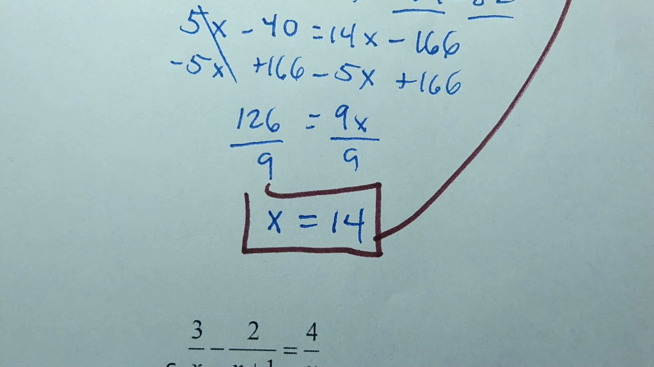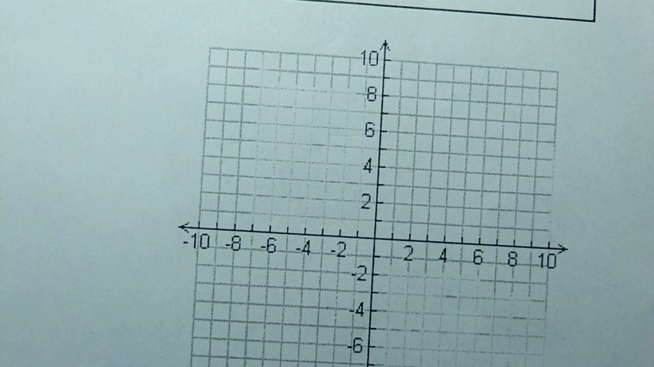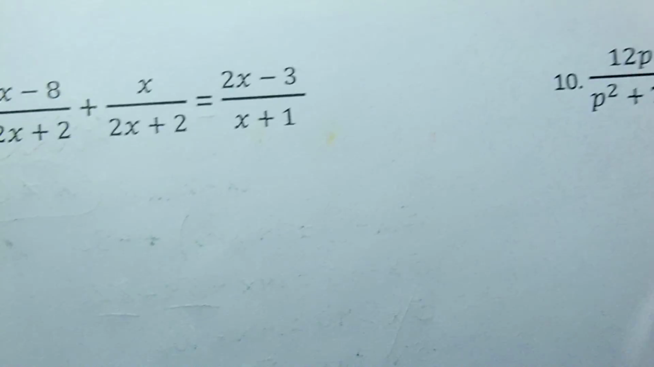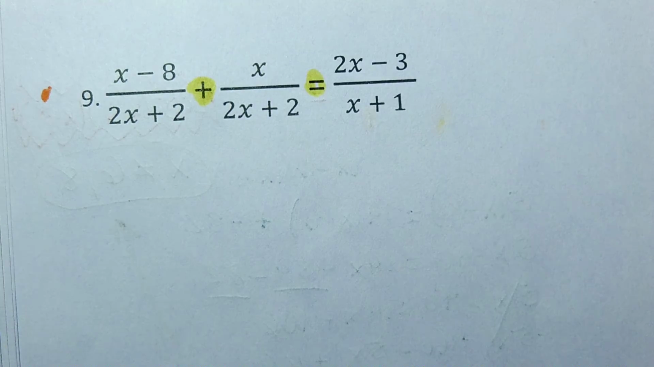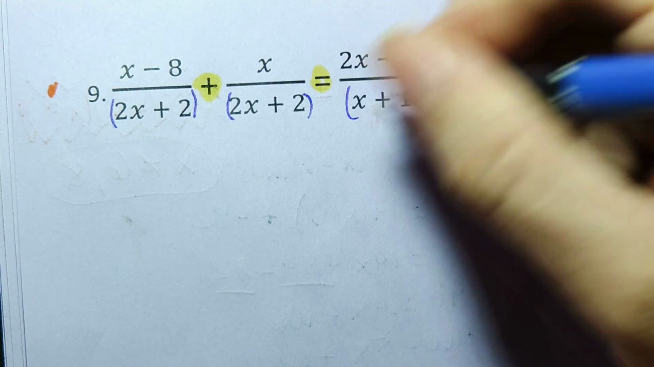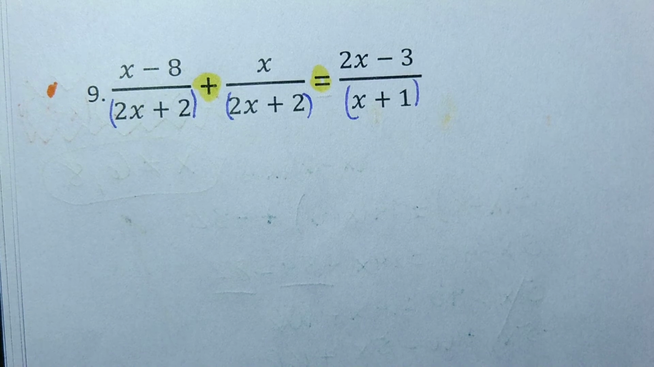All right, folks. Questions on that one? The last problem that I want to go through is number 9 on page 8. Now, upon just glancing at this problem, we've got addition, we've got an equal sign. You might be tempted to do this, and say that your LCD is 2x plus 2 and x plus 1. Anyone tell me why that is not the LCD? Yes.